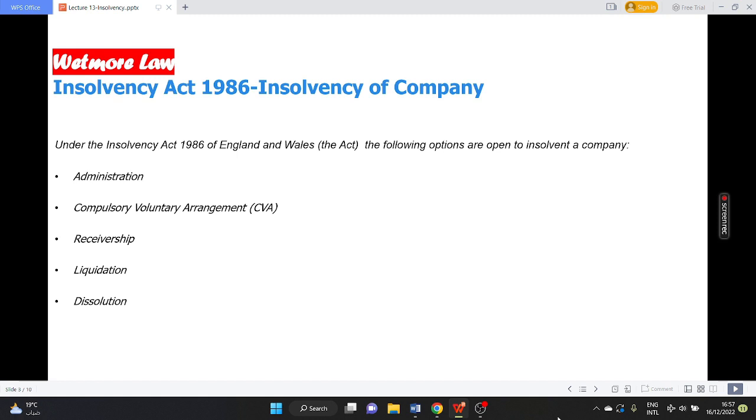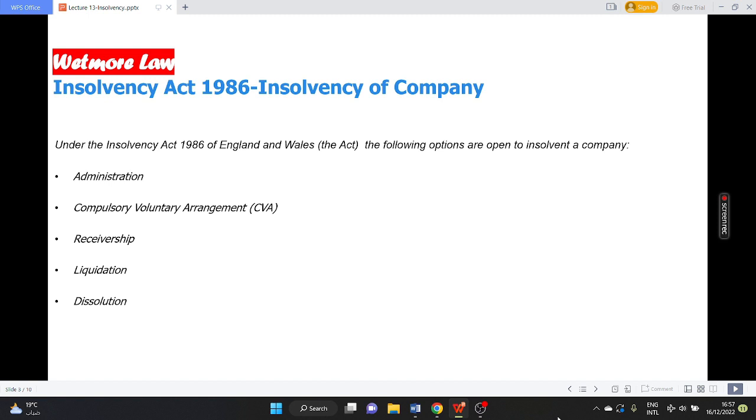Receivership. The appointment of a receiver, generally an insolvency practitioner, by a creditor or by the holder, for instance a bank, of a floating charge over the company's assets, called an administrative receiver, to collect and realize those assets and repay the debts.